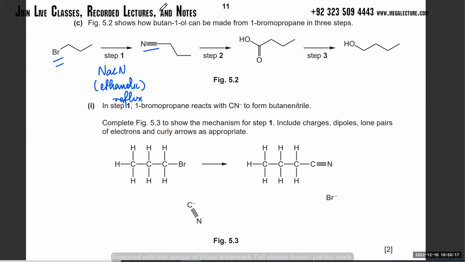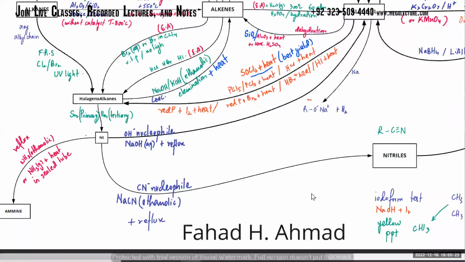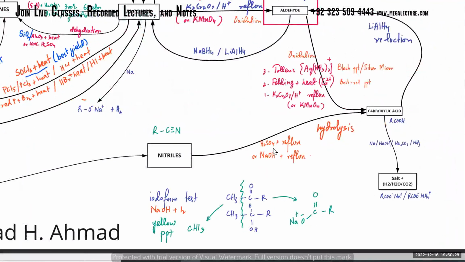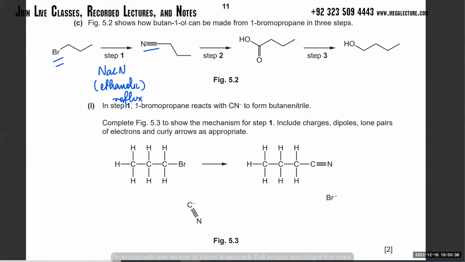अच्छा, what about how do you turn the CN into a carboxylic acid? उसी चार्ट को देखो। What will happen? Once you have a nitrile, how do you turn a CN into a carboxylic acid? It will become acid hydrolysis. You would have to heat it with H2SO4 and reflux. That's it. ठीक है? So this one will be dilute H2SO4 and reflux. ये clear है?